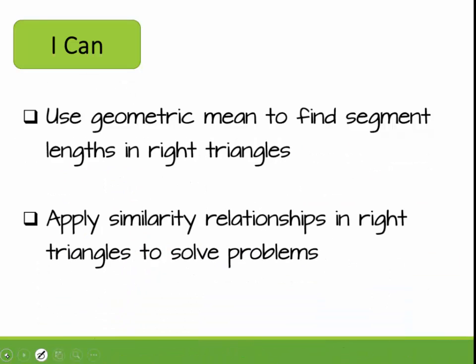So you should be able to use geometric means to find segment lengths in right triangles and apply those in problems like we just did.